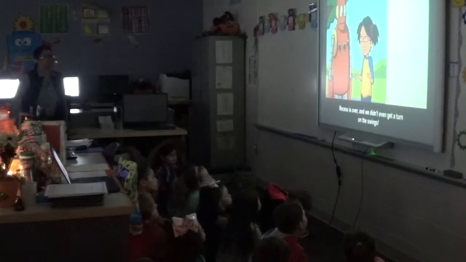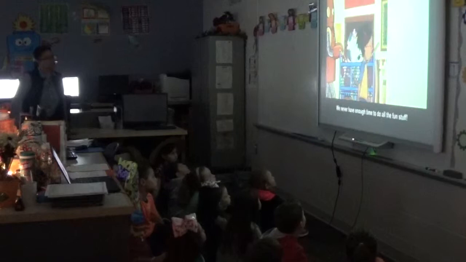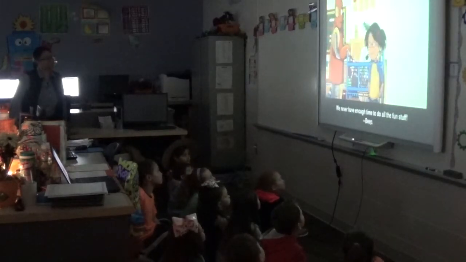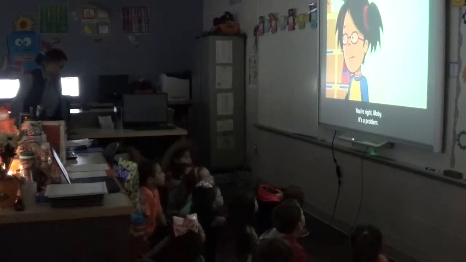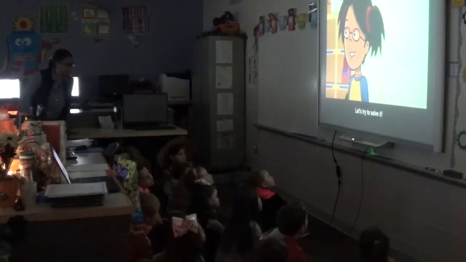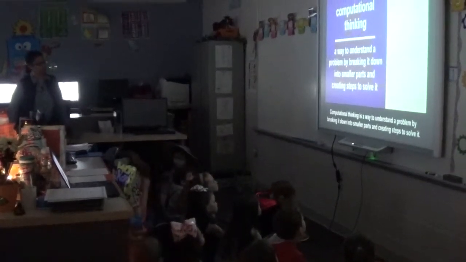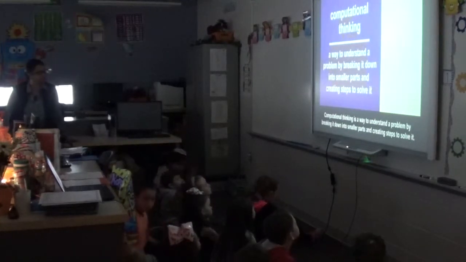Recess is over, and we didn't even get a turn on the swings. We never have enough time to do all the fun stuff. You're right, Moby. It's a problem. Let's try to solve it. Computational thinking is a way to understand a problem by breaking it down into smaller parts and creating steps to solve it.